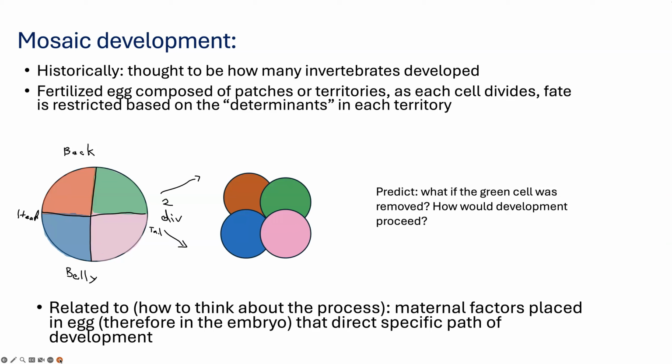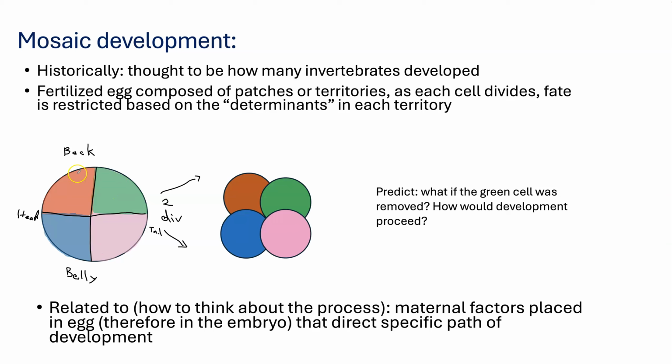I want to start with mosaic versus regulative development. These are, as I said, two different models. And historically, it was thought that most invertebrates develop through mosaic development. The idea of that is you have a fertilized egg. It is a single cell. But if you look inside the cell, you will find that different areas inside contain different, quote-unquote, determinants. We'll talk more later in the semester, because of course these determinants actually exist, about what they actually are and how they work and so on.